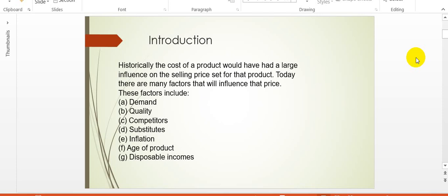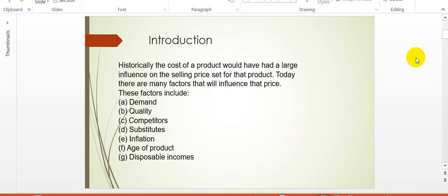Inflation has also become a factor. The higher the inflation, the higher the prices of products will be. When inflation reduces, prices tend to also reduce. The age of a product is also another determinant. As products become old, they tend to fetch less because most people who have acquired that product, and most likely some of these products, will be superseded by more superior products.